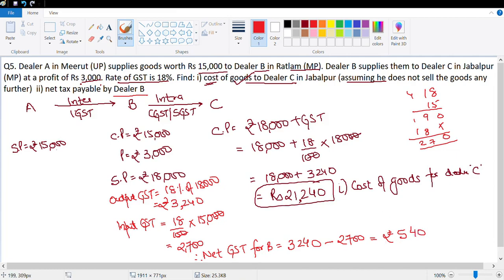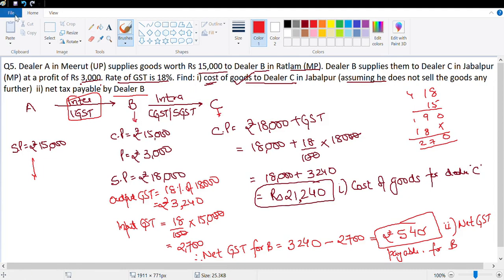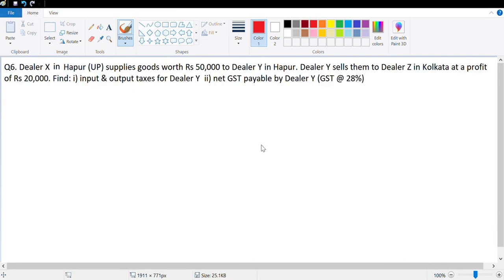Therefore, net GST for B would be equal to output GST, which in this case is 3,240, minus 2,700, which is equal to rupees 540. Now, since for him this was an interstate transaction, I don't need to bifurcate this. This is the answer for part 2, which is net GST for B. Net GST payable by dealer B is rupees 540. I hope this concept is getting clear: there will be a net GST for A, net GST for B, net GST for C. So for which individual or for which transaction we are looking at the net GST, our answer will change accordingly. Let's look at question number 6.